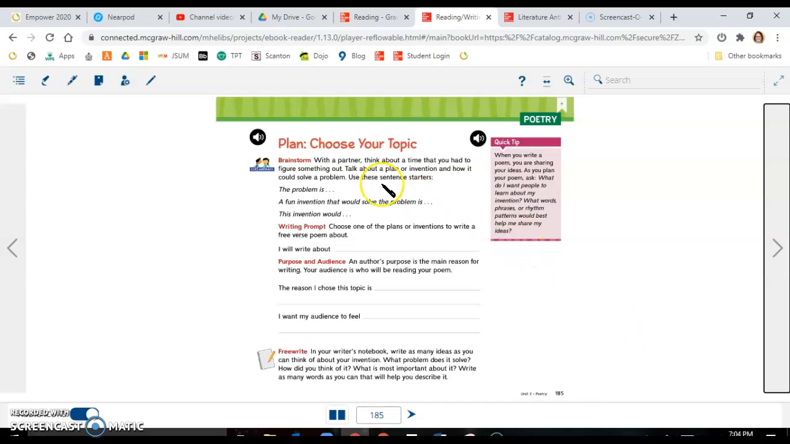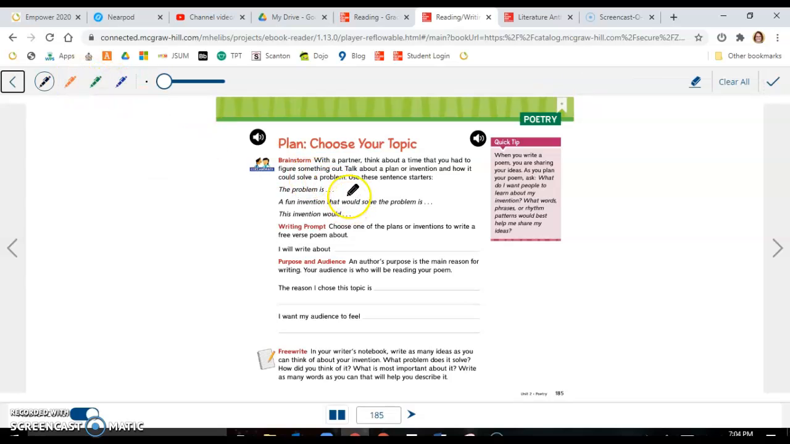And you're going to ask yourself, so talk about a plan or invention and how it could solve a problem. And you're going to actually write on page 185, right here, the problem is, and write what you think your problem is. A fun invention that would solve this problem is, no, it doesn't have to be real. You can make something up. What would this invention do? And you're going to think about those things and choose what it is you actually want to write about. Why do you want to write about this?